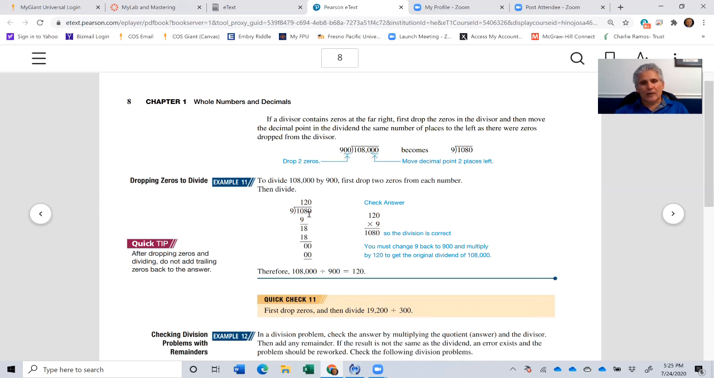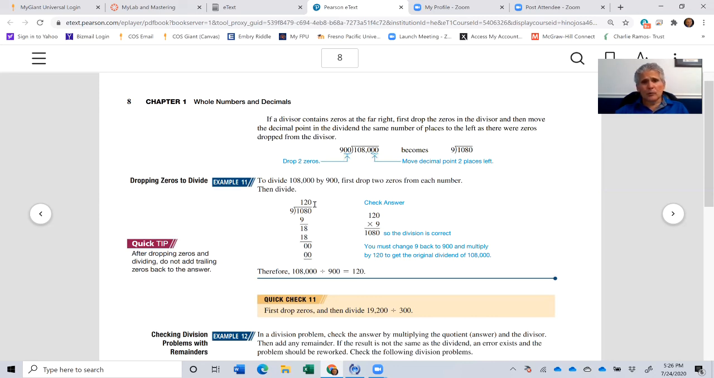So 9 goes into 1080. We can't go into 1 because 1 is less than 9. So 9 goes into 10. That's going to be 1 time. 1 times 9 equals 9. Then we take the difference between 10 and 9, which gives us 1. We bring down the 8. So now we're looking at 9 goes into 18. How many times? That's 2 times. 2 times 9 is 18. We subtract 18 from 18, and that gives us 0. There's one more 0 that comes down, so everything is 0. We carry up the 0.